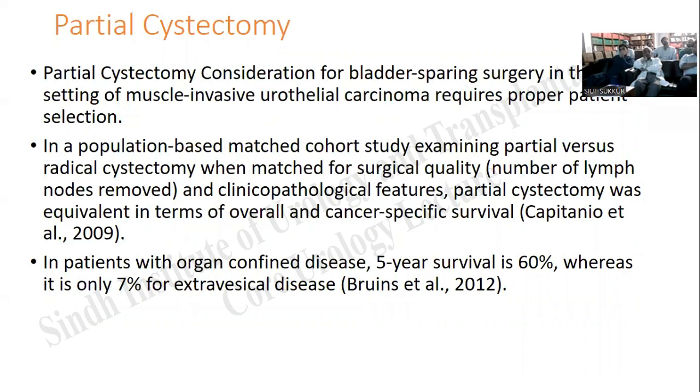Now the partial cystectomy. Partial cystectomy, with consideration for bladder sparing surgery in the setting of muscle-invasive urothelial carcinoma, requires proper patient selection. In a population-based matched cohort study examining partial versus radical cystectomy, when matched for surgical quality, number of lymph nodes removed, and clinicopathological features, partial cystectomy was equivalent in terms of overall and cancer-specific survival. In patients with organ-confined disease, 5-year survival is 60%, whereas it is only 7% for extravesical disease.